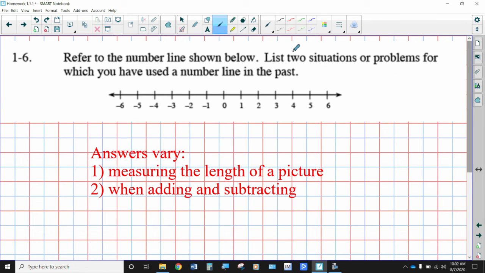And refer to the number line below. List 2 situations or problems for which you have used a number line in the past. Okay, this is another one where answers would vary. So whenever you're measuring anything with a measuring tape or a ruler, those are examples of number lines, right? We've also used the number line for adding and subtracting. Like if you wanted to say 5 minus 2, you'd go to where the 5 is, and then you take away 2 units, 1, 2, and you are at 3. So number lines can be used for basic arithmetic, adding and subtracting. You might have also mentioned a thermometer as an example of a number line. There are lots of different options that you could have chosen.